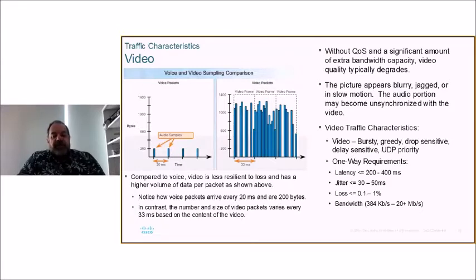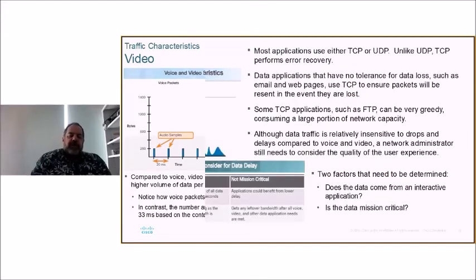Compared to voice, video is less resilient to loss and has a higher volume of data per packet, as shown above. Notice how voice packets arrive every 20 milliseconds and are 200 bytes. In contrast, the number and size of video packets varies every 33 milliseconds based on the content of the video. So voice is very predictable. Video, not so much.